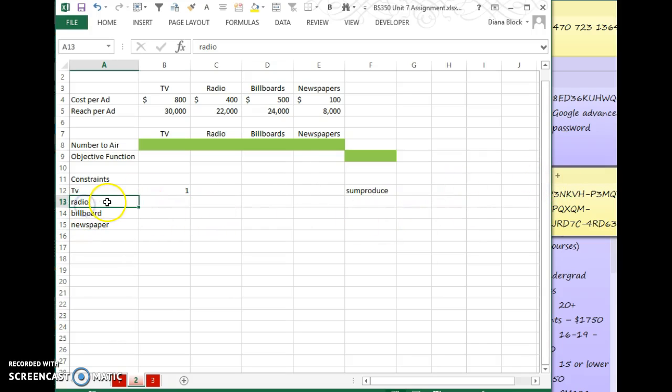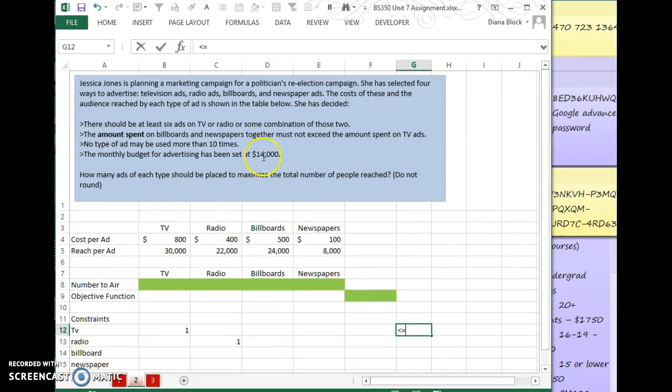So then when we get to radio, we're just going to put 1 under radio, where radio and radio meet. And that way, again, when we do the sum product here, of the number of ads times this constraint row, we'll just end up with the total number of radio ads, which again, has to be less than or equal to 10. And so you're going to do that for each of these types of ads, TV, radio, billboard, newspaper. All of those have to be less than or equal to 10. You can't have more than 10 ads of any type. Let me make sure that's what it says. No ad can be used more than 10 times.